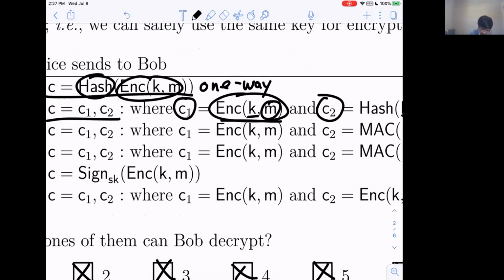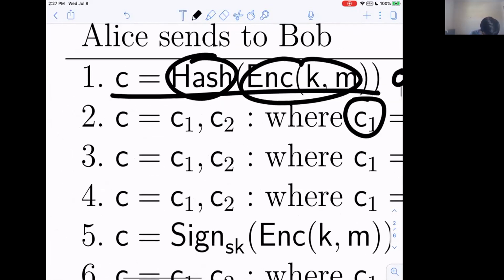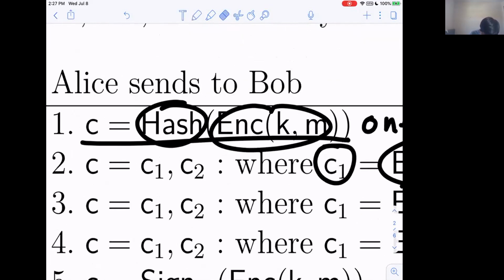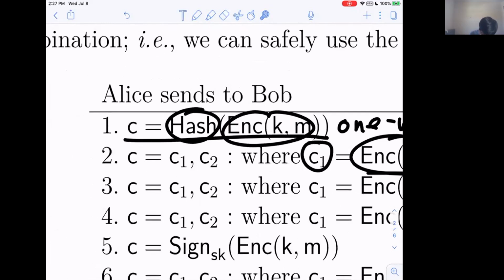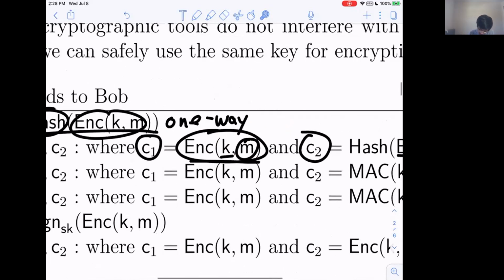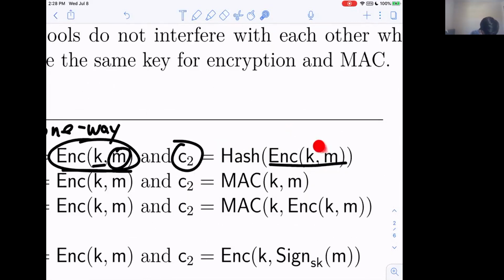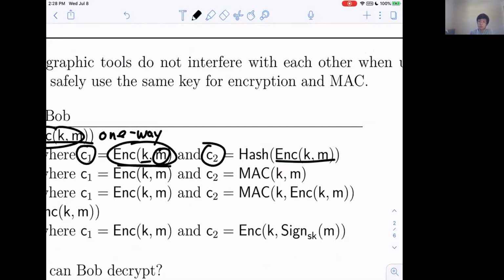because this C equals C1, C2 essentially means that instead of just sending one thing, for example, this hash up here of the encryption, we're sending both of these. So we're both calculating the encryption of M under K and sending that. And in addition, we're calculating the encryption of M under K and hashing that. So now instead of sending just the encryption, we're sending both the encryption and the hash of the encryption.